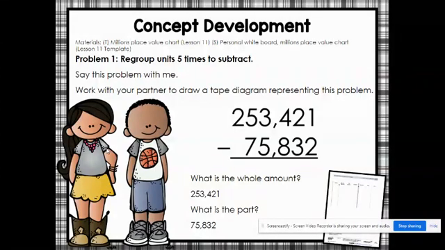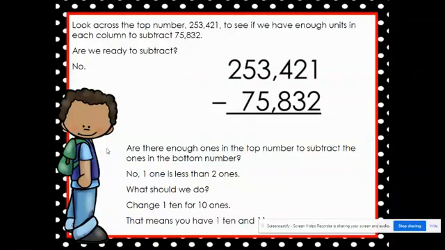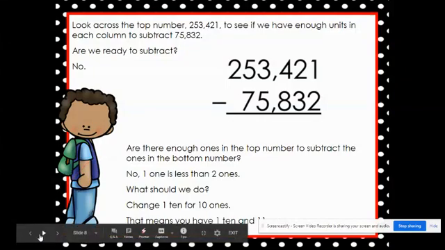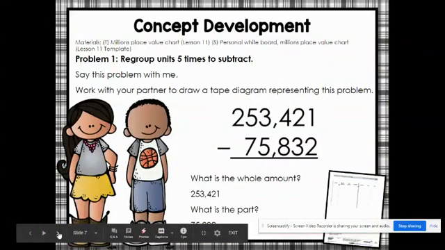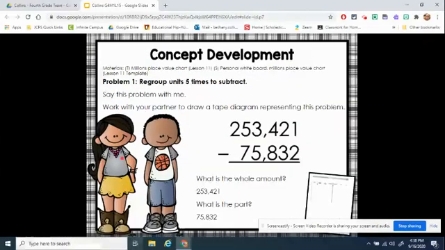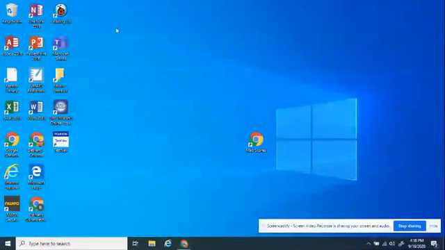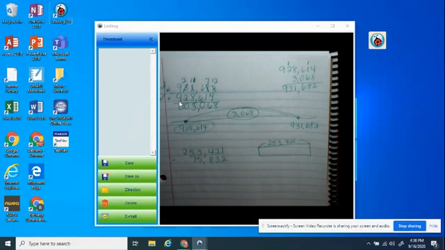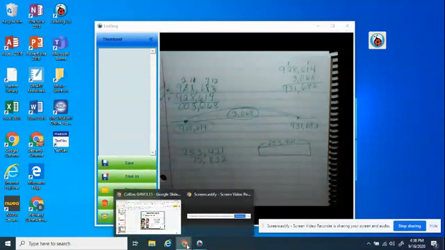Okay, so what is the big amount, the whole number, if we're drawing a tape diagram? The whole number is 253,421. We can put that at the top of our tape diagram. Okay, it doesn't show us the tape diagram, so I thought it showed it on the next page. Let me just pull up my ladybug, and I must have X'd out, sorry, so that I can show you. Okay, there it is.